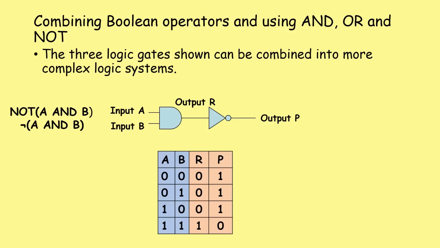If A and B are both 0, then R would be 0, and then P would be 1. If A and B are 0 and 1, then we would have R being 0 and P being 1.